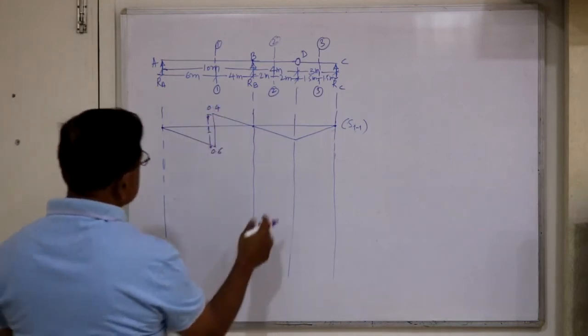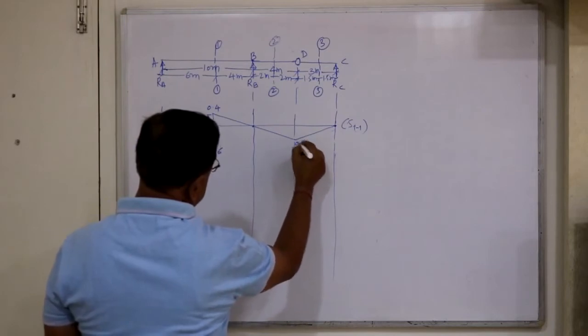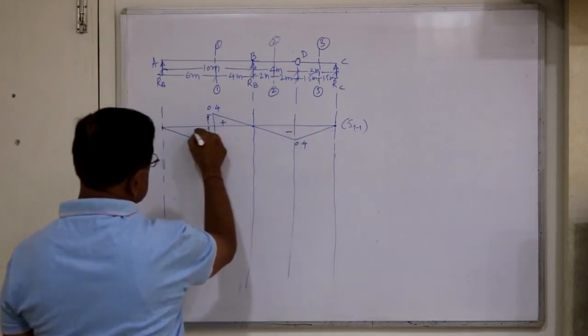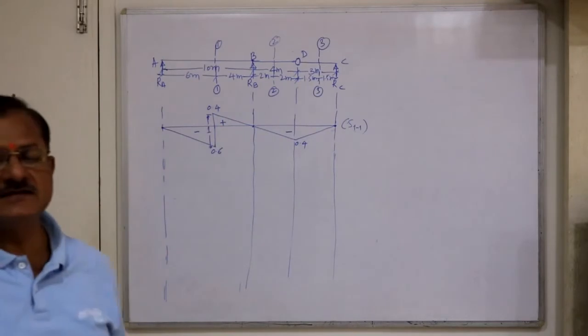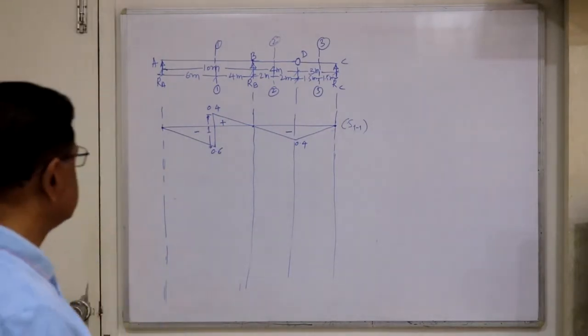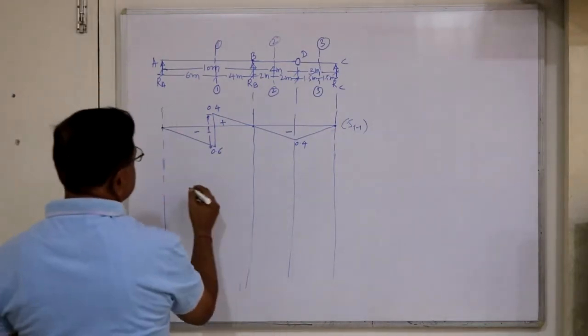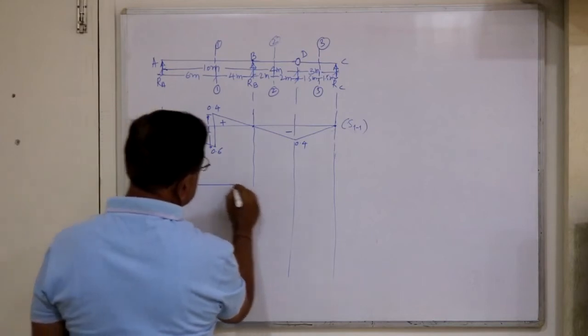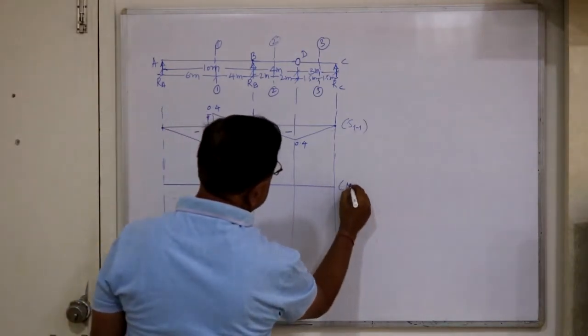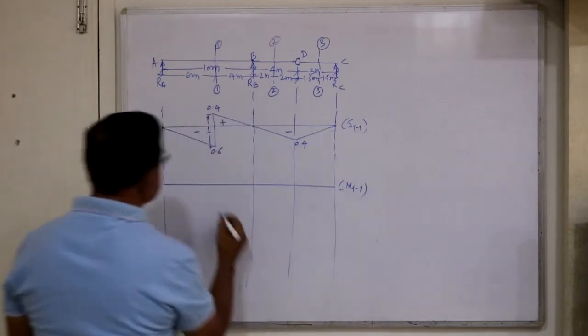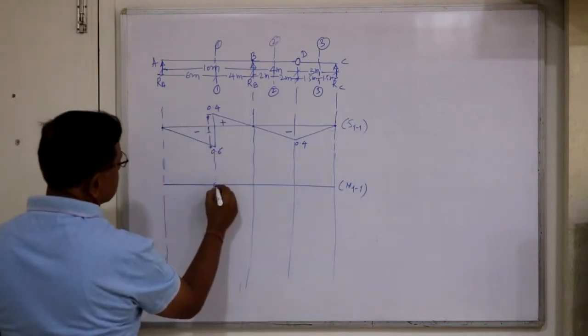And then this is 4 divided by 10, again you will get 0.4. This is minus, plus, minus. This is the ILD for shear force at section 1, 1. Then ILD for bending moment at section 1, 1, say M1, 1. Here we have to introduce a hinge.